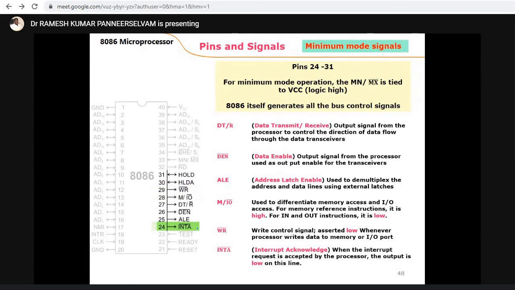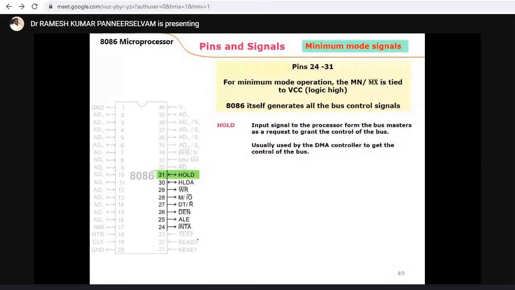Then we have the interrupt acknowledgement. When an interrupt comes at the pin, the normal program is suspended and a new program is started, and that acceptance is notified through this interrupt acknowledgement signal. So when an interrupt request is accepted by the processor, the output is low on this particular signal, pin 24. That is all about the minimum mode signals.